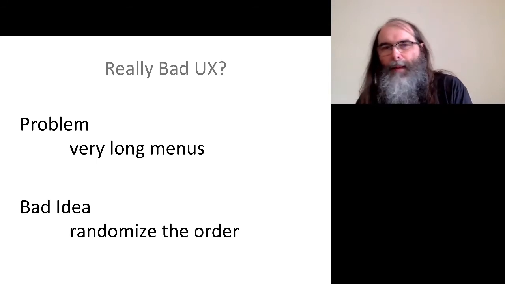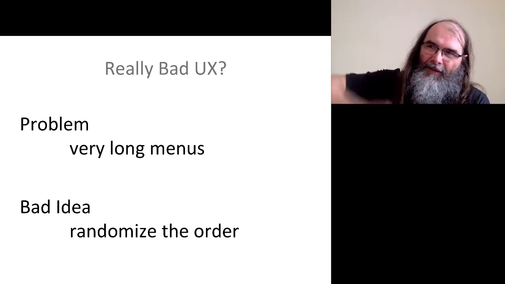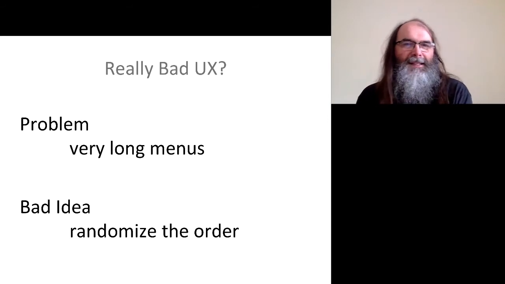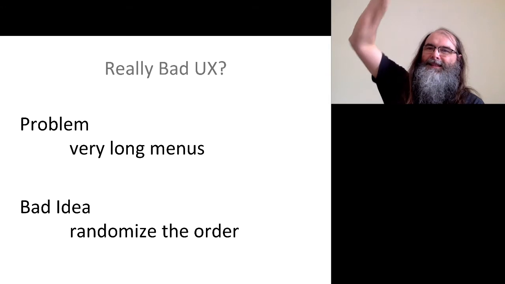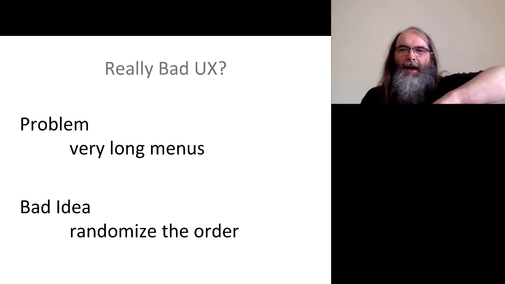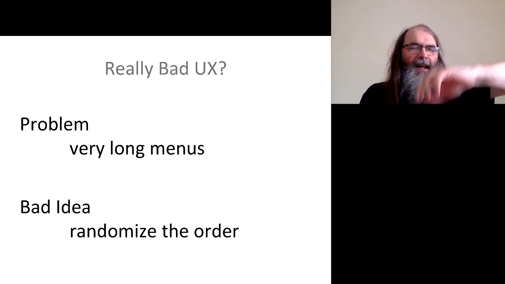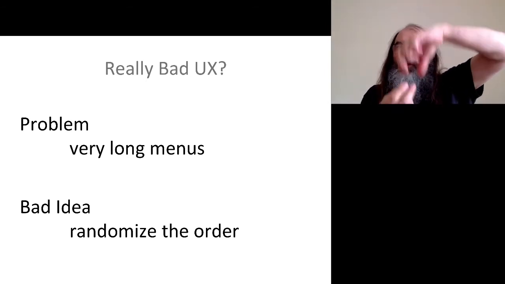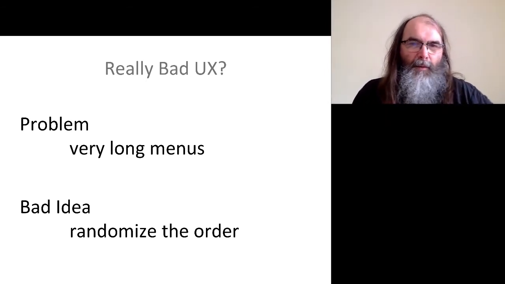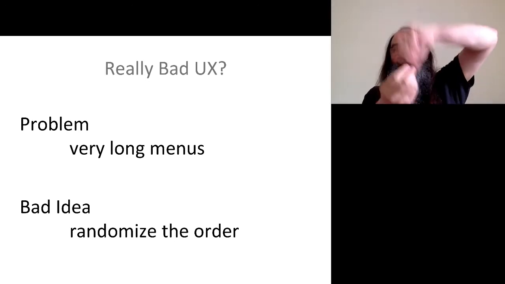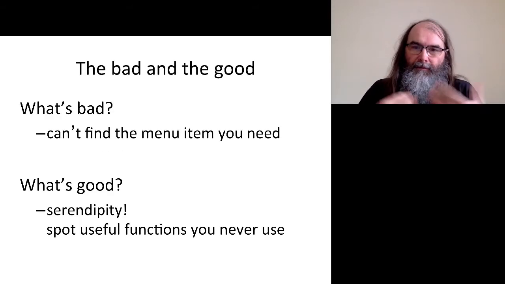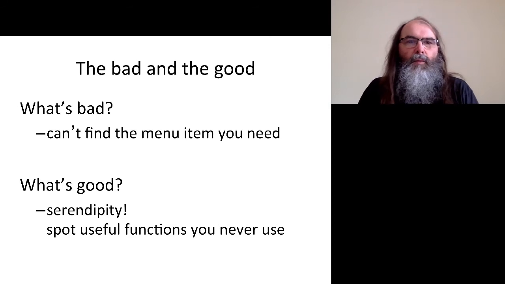I mentioned those long menus that you have in Word, like the font menus. So bad idea, I thought, should I just randomise the order of those things in a big menu? It might be the font menu, it might be perhaps all the things you can do to a picture in Photoshop. So why not randomise the order? Every time you see it, it's in a different, random order. So that's a bad idea. So what's bad about it?